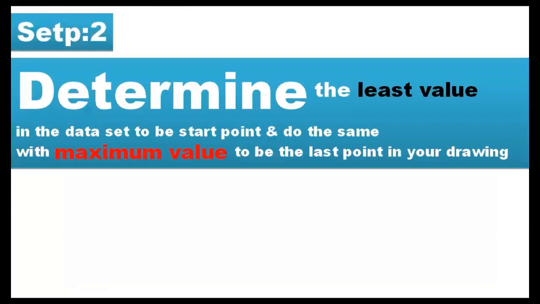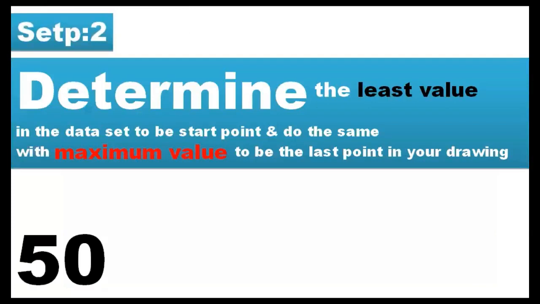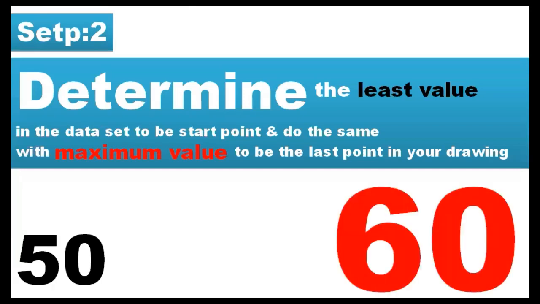In step number 2, you are going to determine the least value. What is it? It's 50, yes. The least value in the data set is the start point, and do the same with the maximum value. What is the maximum value in your data set? Yes, I heard you say 60, to be the last point in your drawing. This is step number 2. Concentrate with me. These are the steps to draw a line plot. Okay? So let's see step number 3.